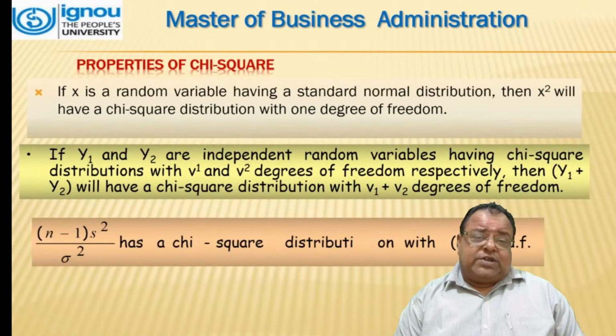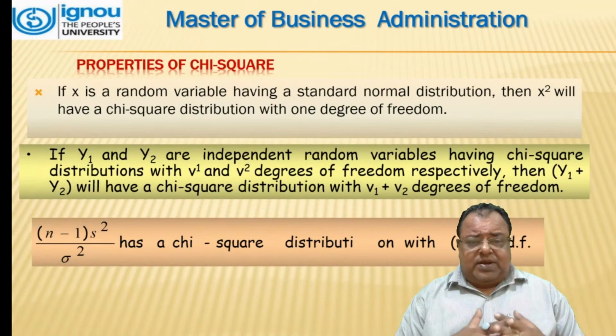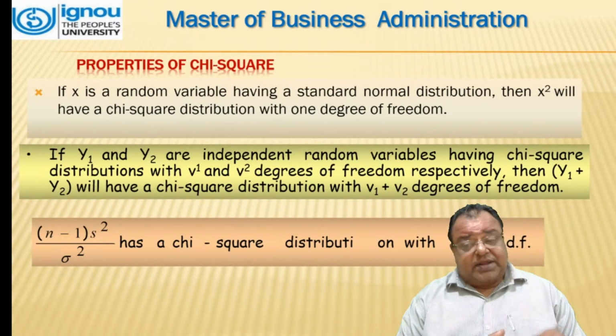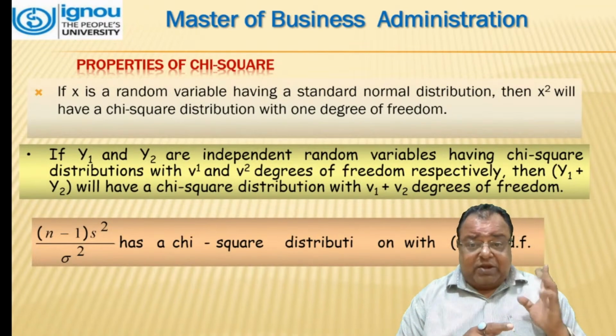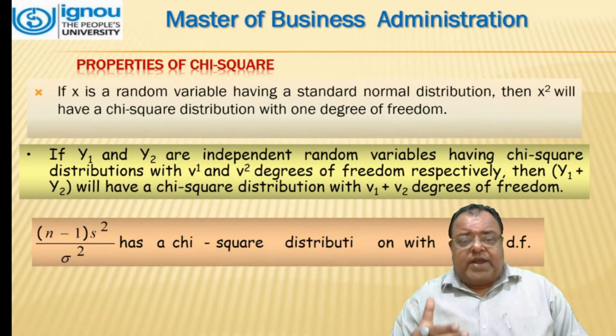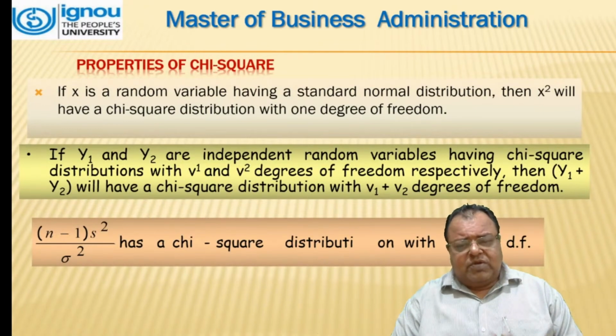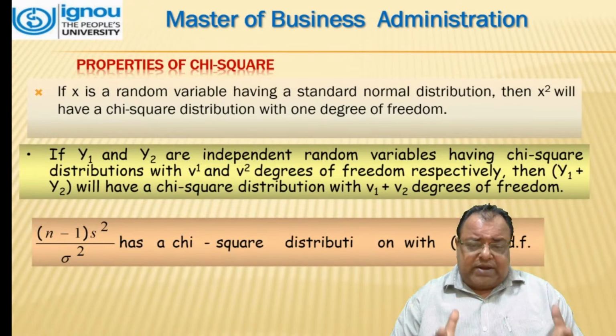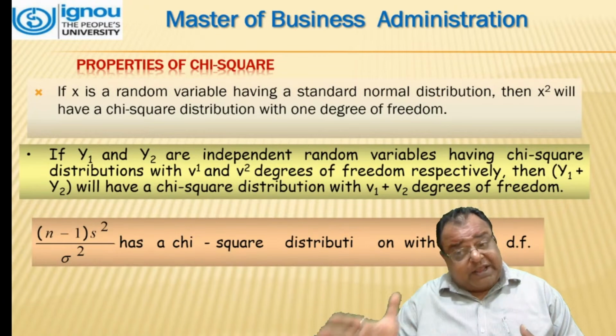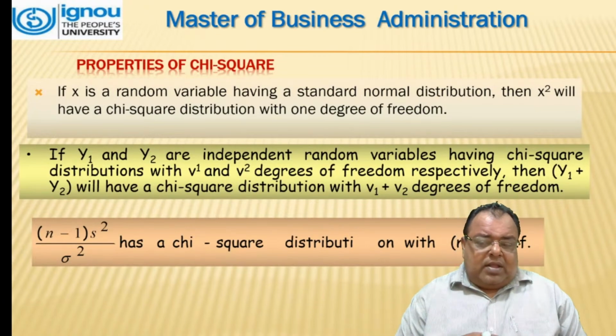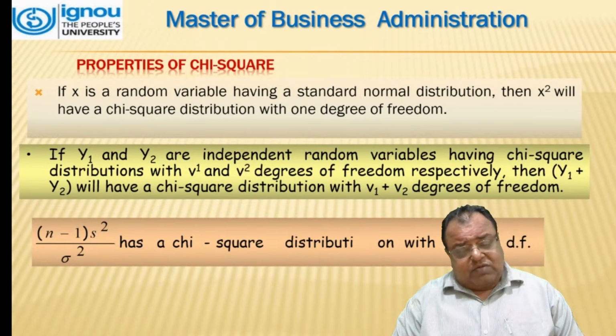Now, what are the properties of chi-square? If X is a random variable having a standard normal distribution, then X squared will have a chi-square distribution with 1 degree of freedom. If y1 and y2 are independent random variables having chi-square distribution with v1 and v2 degrees of freedom respectively, then y1 plus y2 will have a chi-square distribution with v1 plus v2 degrees of freedom. If we have n minus 1 degrees of freedom, we can use this formula, n minus 1 s squared upon sigma squared.